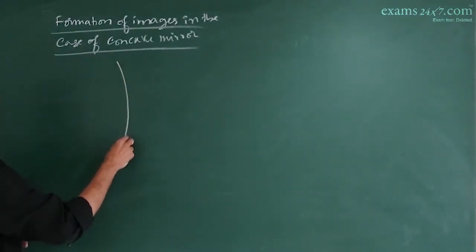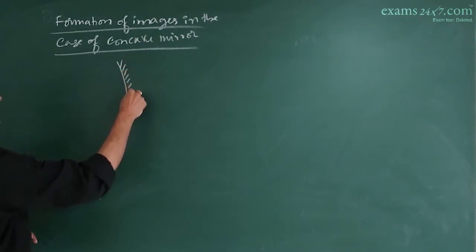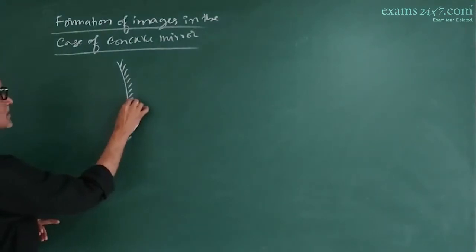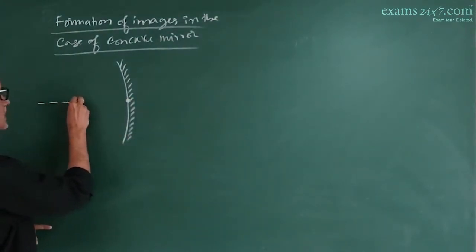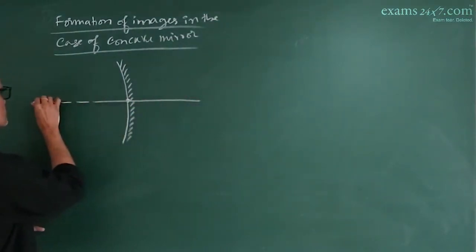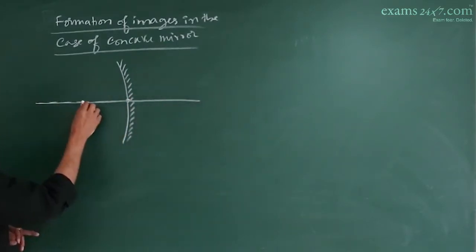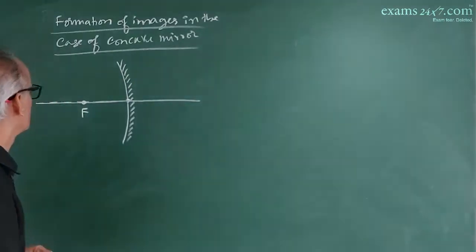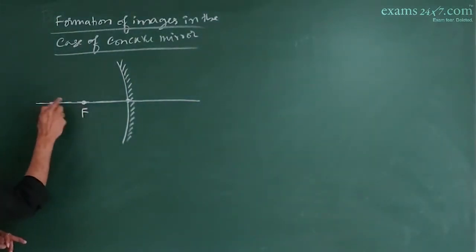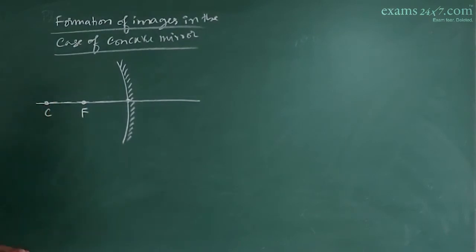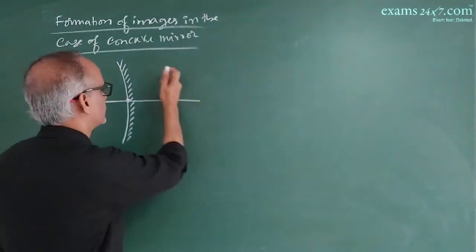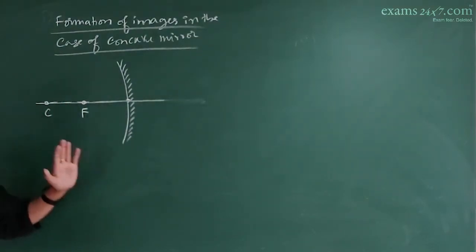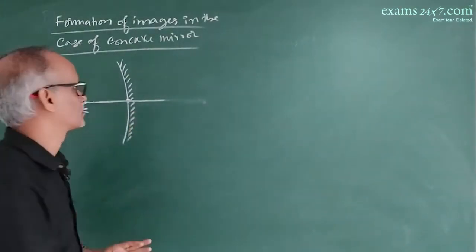A concave mirror is one in which the outer surface is silvered and the inner surface is reflective. So this is the pole of the mirror. This is the principal axis of it. And at a certain distance we have the principal focus F. And again, almost at equidistance from F, there is a C, and that C stands for the center of curvature of the mirror. Now, depending on where we place the object, we get different nature of the image.